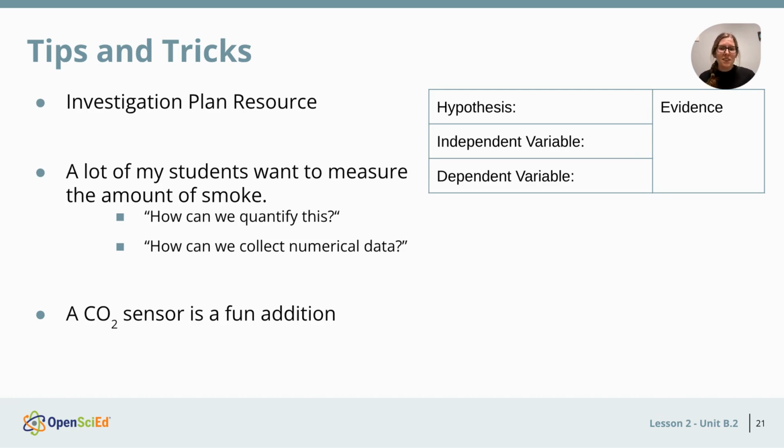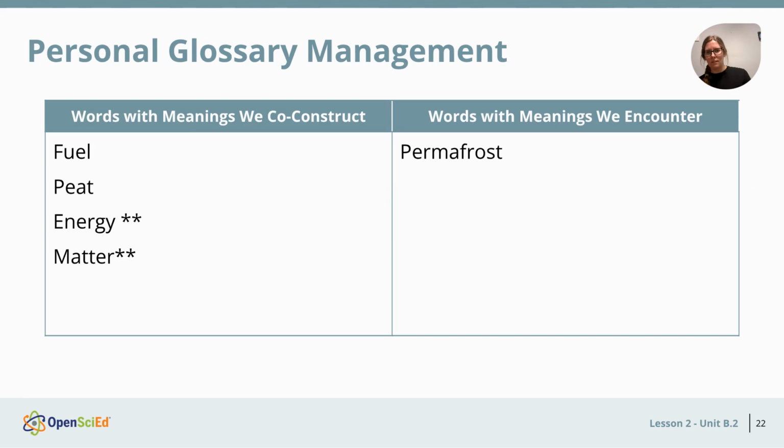Next, a lot of my students want to measure the amount of smoke. And so I push them to expand on that. How can we quantify the amount of smoke? How can we collect numerical data? And that leads really nicely into the use of the BTB. And lastly, a CO2 sensor is a fun addition.